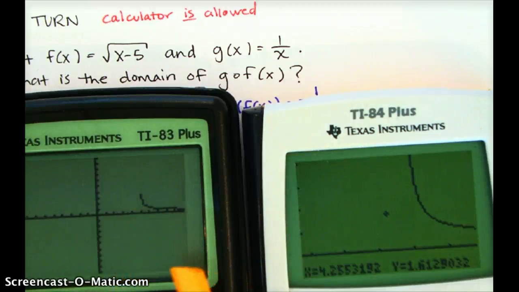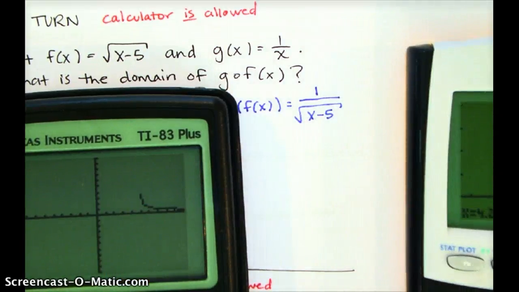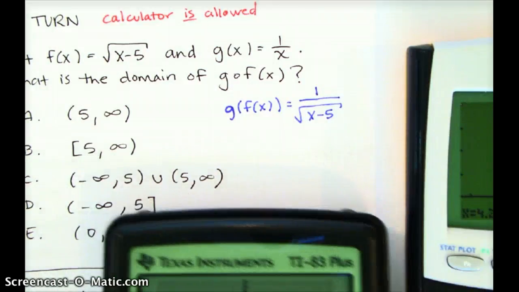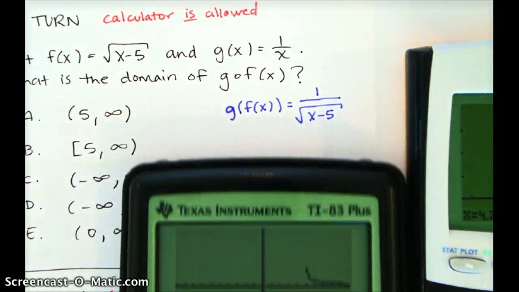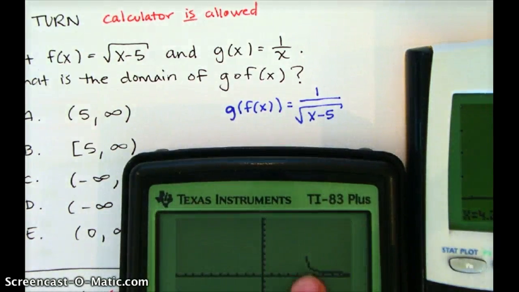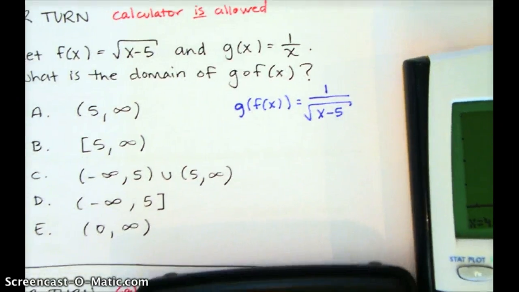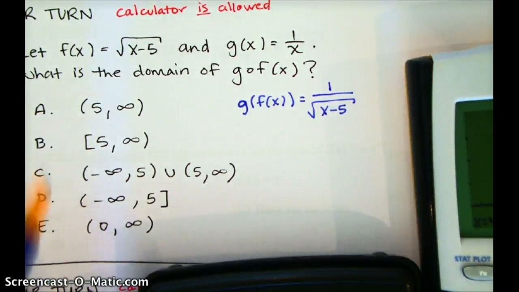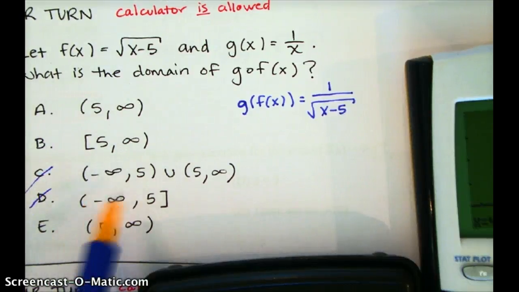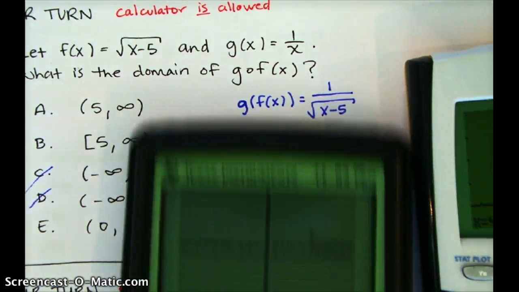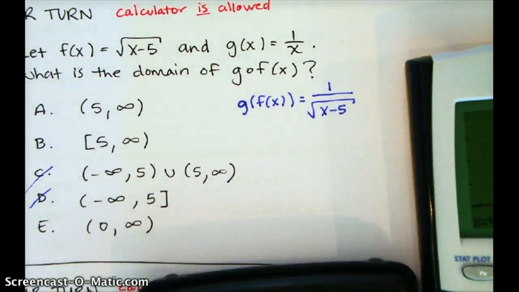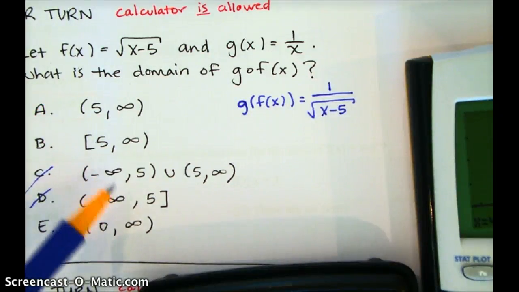So again, you have an idea from your calculator, but the ultimate call has to come from your common sense. When I look at my answer choices, it seems pretty clear that we're starting at 5 and continuing on. So I'm going to go ahead and eliminate C and D, because these both have the domain continuing left to negative infinity, which it clearly doesn't.